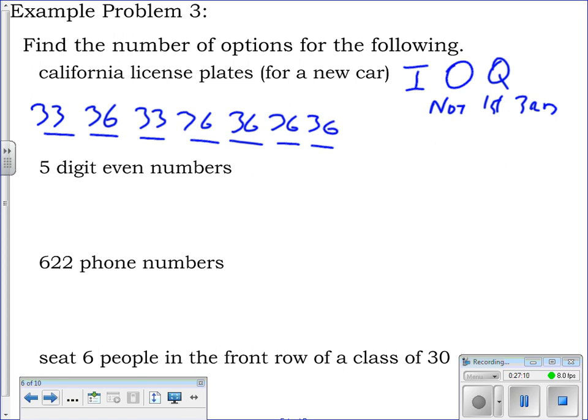So it's how many choices do I have for each spot? I have 26 letters and 10 digits to choose from. 36 possibilities. The fundamental counting principle says I multiply all those together. So you multiply all those together, and you get 6,584,768,566,0. That's how many license plates you can come up with.